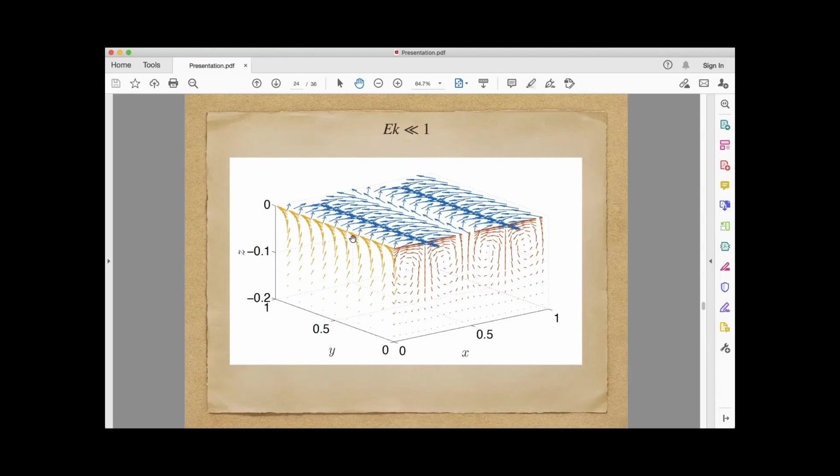So initially you drive a mean flow which is opposite. It's going against the propagating waves. But this again becomes unstable, and then you start forming these cellular structures, which this time are oriented perpendicular to the direction of propagation. So this is the low Ekman limit.